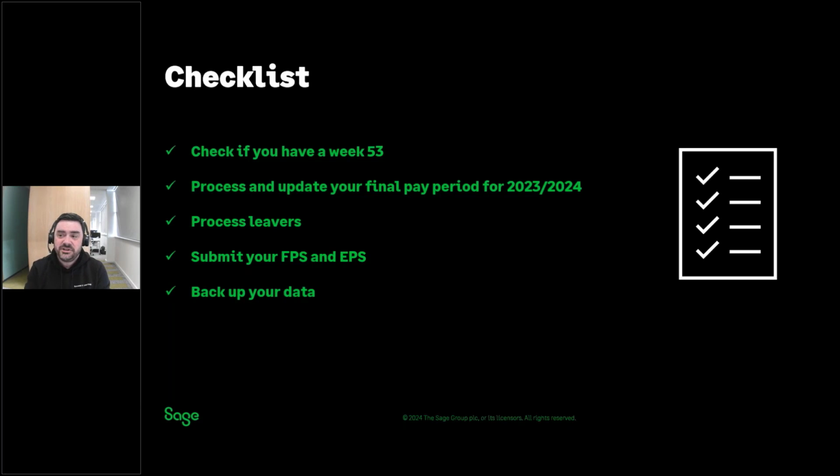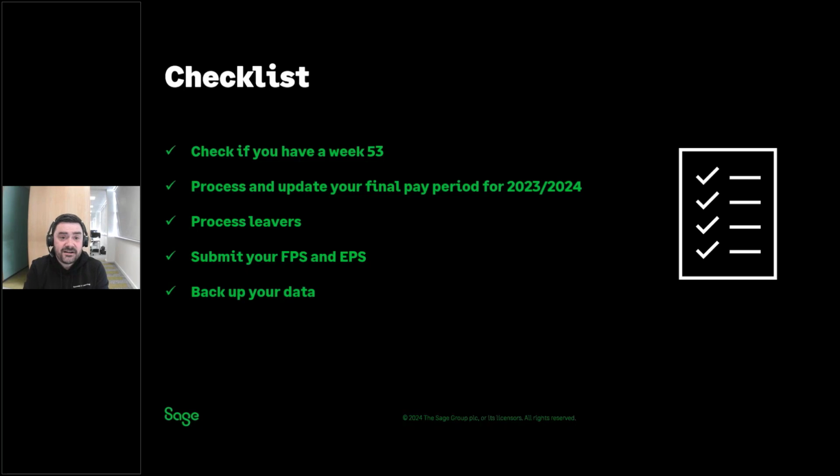So that's our checklist. We checked if we had a week 53. Remember, it's weekly, fortnightly, or 4-weekly, where your regular pay date falls on either Thursday the 4th or Friday the 5th of April. We've processed and updated our final pay period for 23 to 24. We've processed leavers. You can only do this once you've paid them for the last time. We've submitted the FPS and EPS for month 12, and we've taken a backup of our data. And that's us ready.